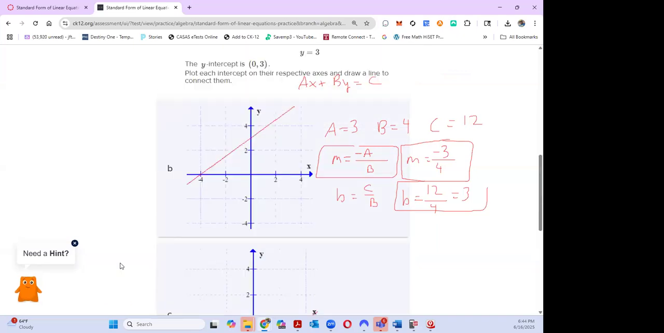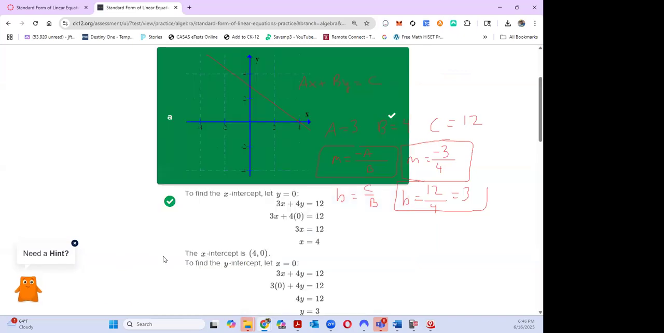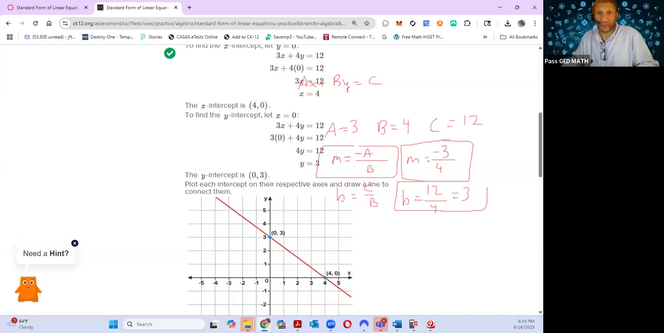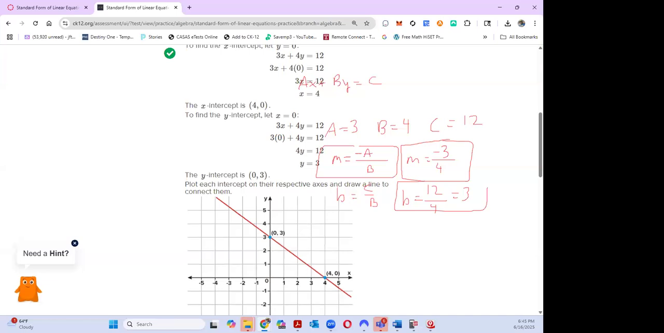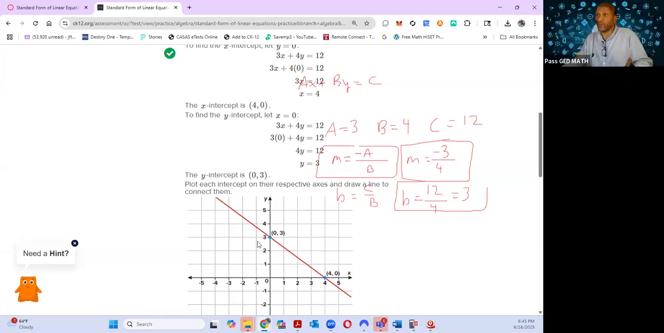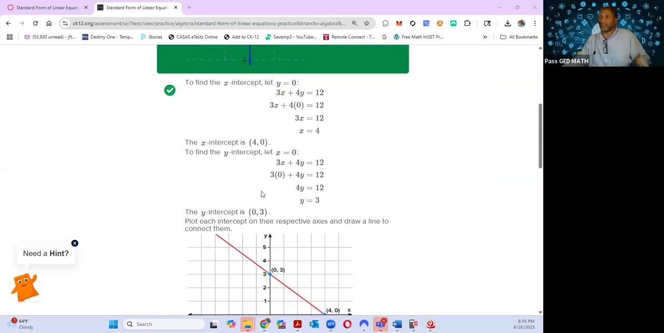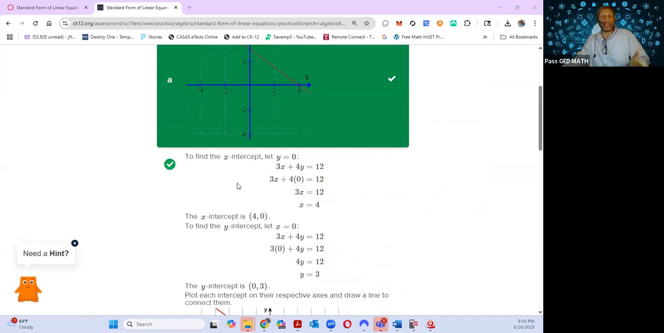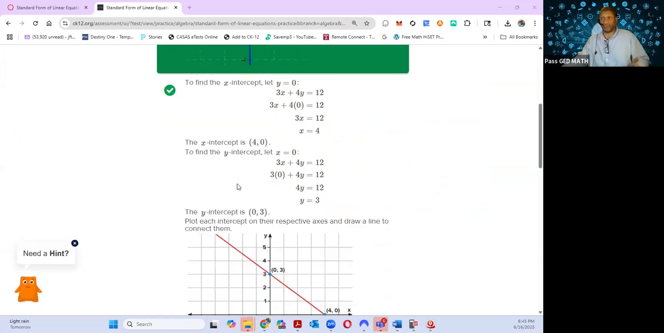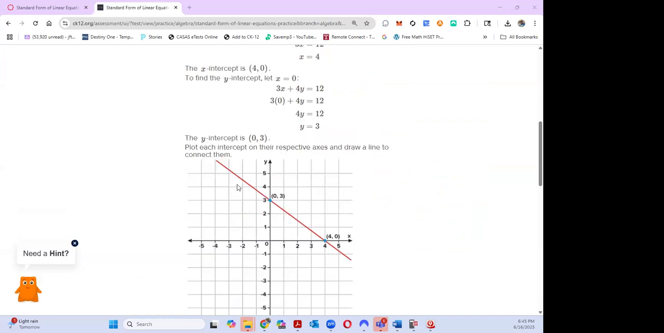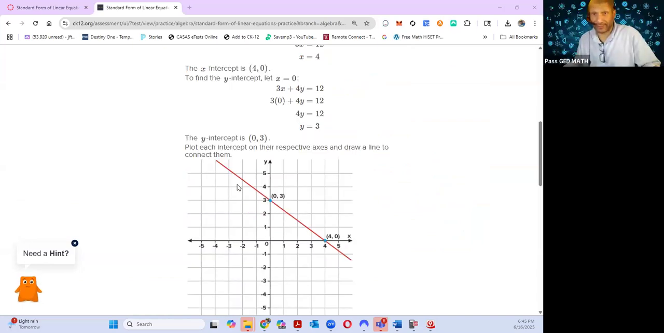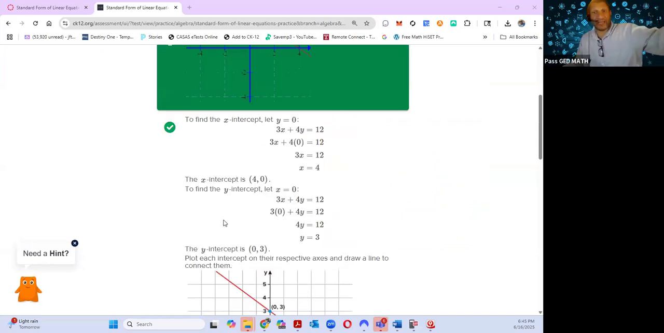Now, let me say one more thing. Hold on, let me clear my screen. Look at that. It gives you a whole different way to solve this problem. Is the slope positive or negative? What's the y-intercept? Start eliminating.